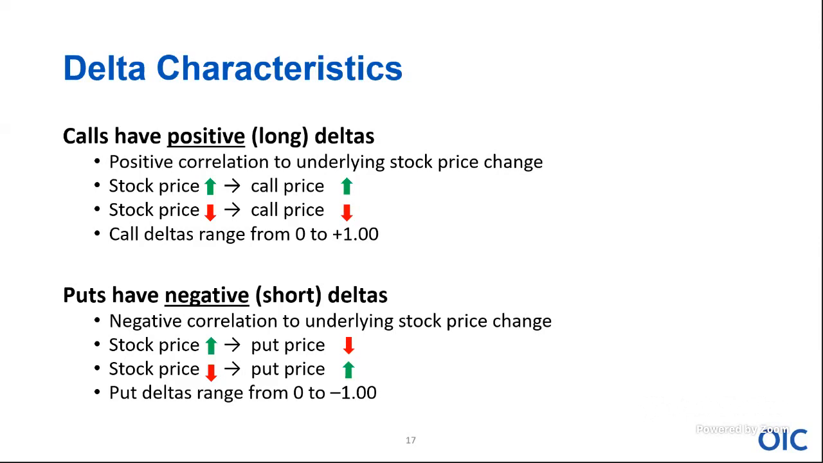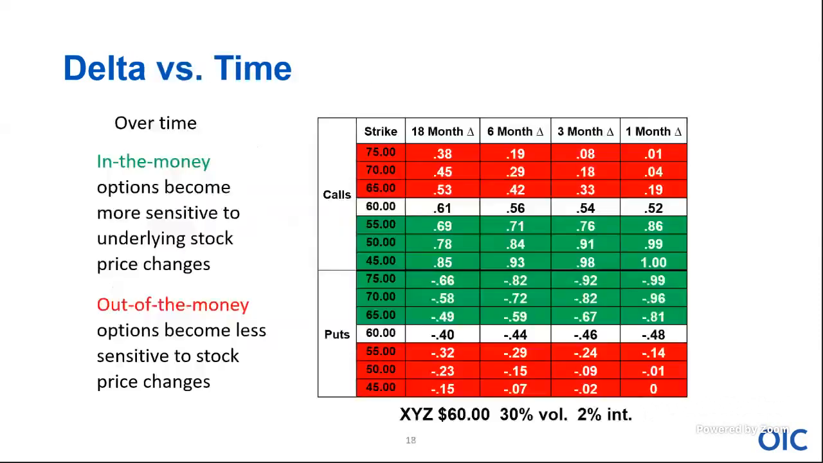Long delta is bullish and short delta is bearish. As I said, the stock movement is going to have an effect on delta. Volatility changes can have an effect, but also changes in time will have an effect. In the money options become more sensitive and will behave just like the stock as time approaches, and out of the money options become less sensitive.